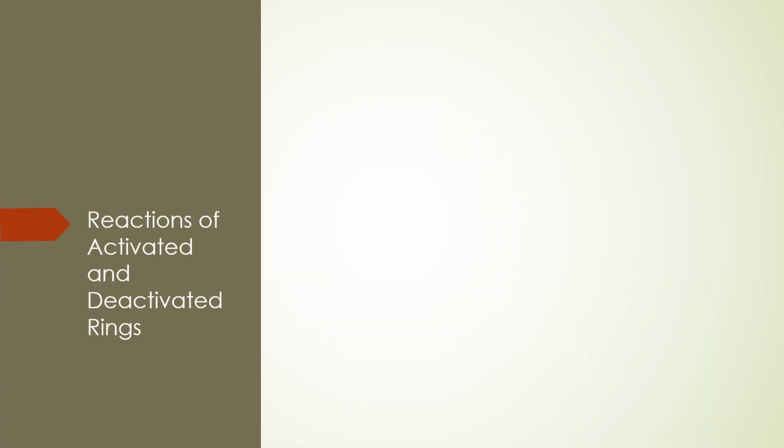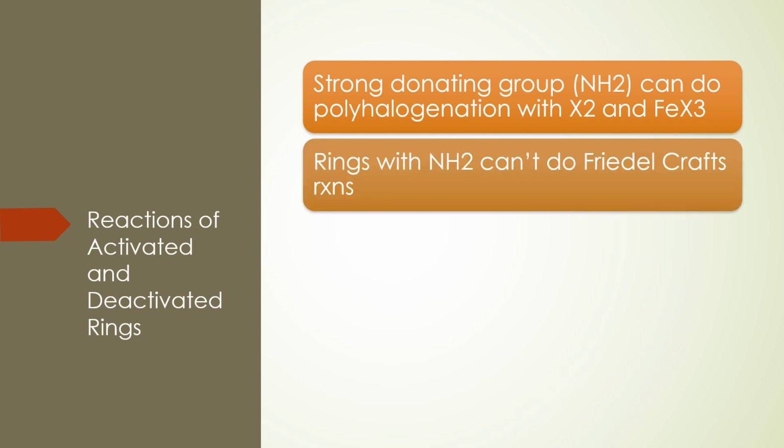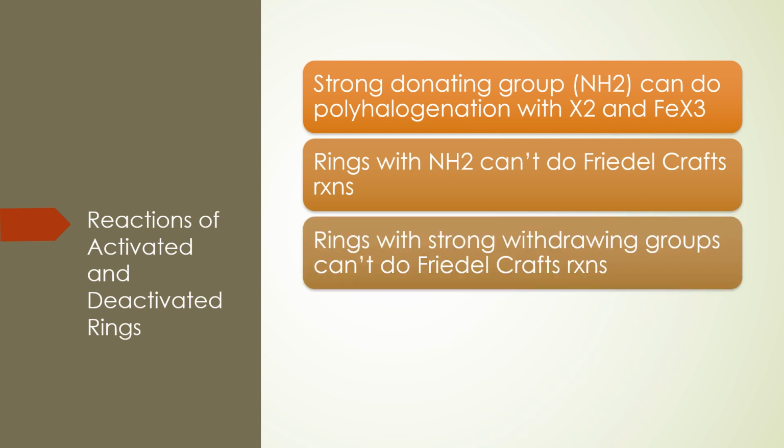Let's take a look at a few common effects that come from activation and deactivation. If the ring has a strong donating group, the ring can undergo polyhalogenation when treated with these two molecules. Because of the complex that forms between it and the catalyst, rings with NH2 can't undergo Friedel-Crafts reactions. Rings with strong withdrawing groups also can't do these kinds of reactions.